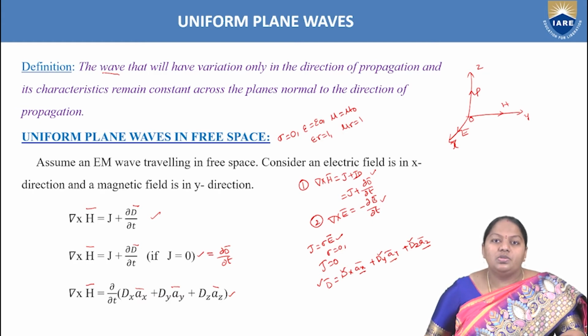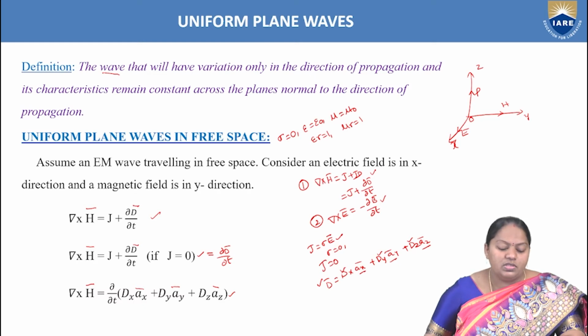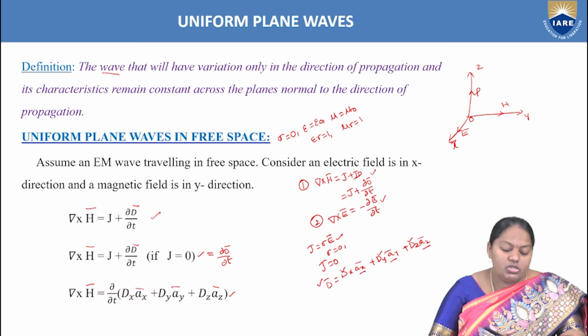Then for a free space medium, if sigma equal to 0, then J becomes 0. If you substitute J by 0 in that equation, then del cross H bar equal to dou D bar by dou T. Now, if you want to express D in vector form in the Cartesian or rectangular coordinate system, it should be written as del cross H bar equal to dou by dou T into Dx ax plus Dy ay plus Dz az.